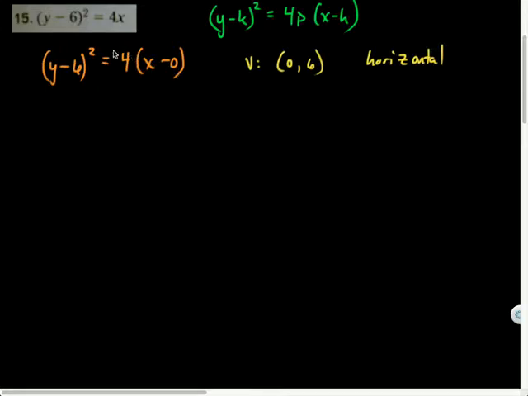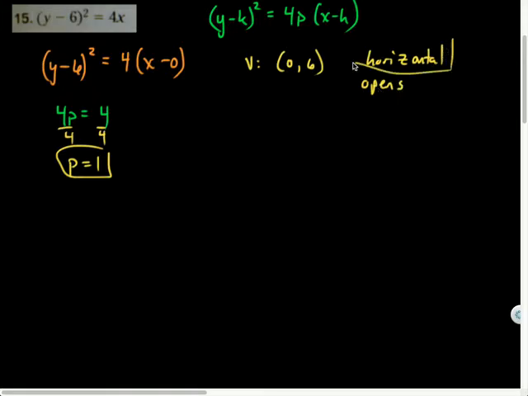We know that 4p is equal to the coefficient in front of our linear binomial. So if 4p equals 4, I could solve for p, and I'll get p is equal to 1. The fact that it's positive tells me that it opens to the right, or towards the positive direction on that axis. So that's right in the case of the x-axis.